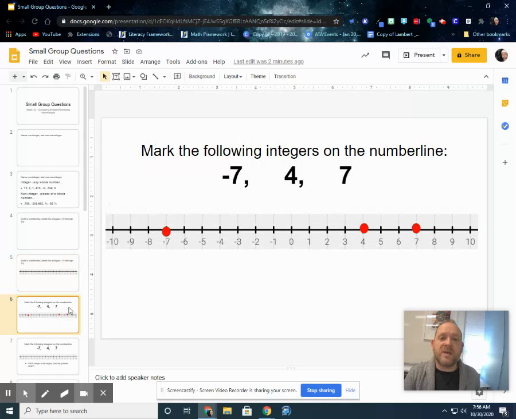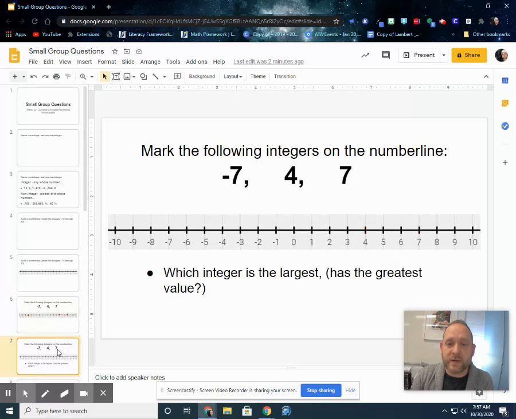Next question was mark the following integers on the number line. So as you can see, I've got negative 7 marked over here on the left, 4 marked here on the right, and 7 marked even further to the right. Now this is an important skill to be able to do. I know it seems a little bit easy, but this will actually help us to compare integers as we think of which ones are larger and which ones are greater.